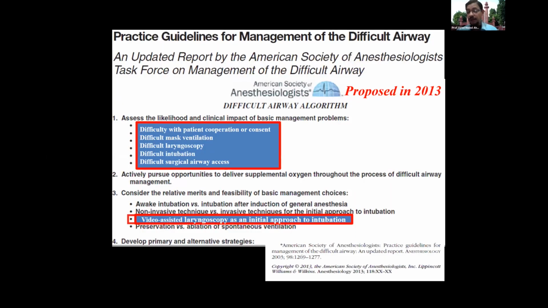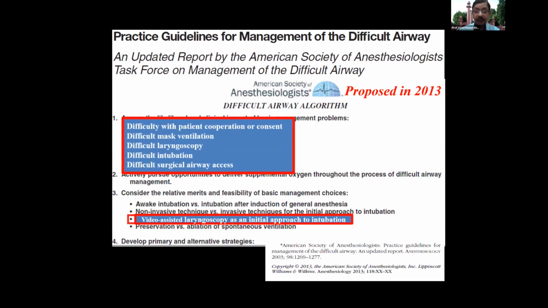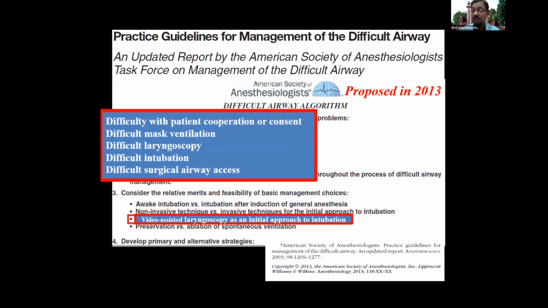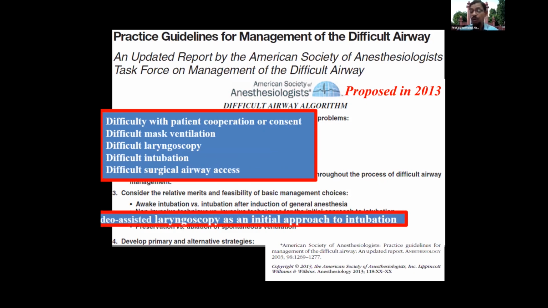Now, in 2013, the ASA came up with a practice guideline which categorized the different stages of difficulty. One is difficulty with patient cooperation and consent, difficulty during mask ventilation, difficult laryngoscopy, and difficult intubation. Now, this was initially clubbed together; now they separated it as an independent or individual problem, and difficulty in surgical airway access. And for the first time, they came up with the concept that you can use the video laryngoscope as a first choice if you have it, have practiced, and have experience with it.